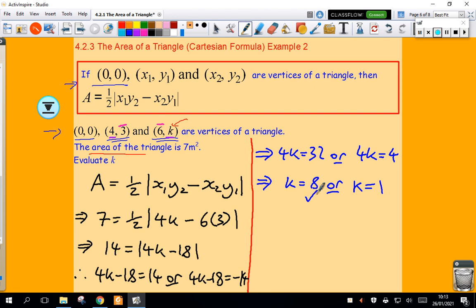If you plug 1 in here, 4 times 1, 4. Subtract 18 will be negative 14. The absolute value of negative 14 is positive 14. They're both good solutions. So that's my answer. K is 8 or K is 1.